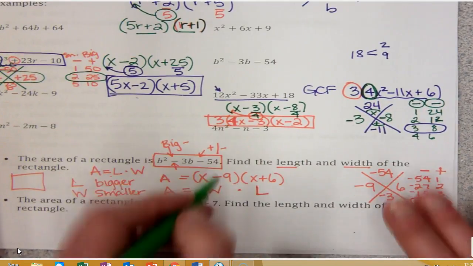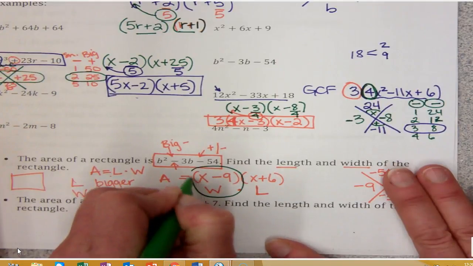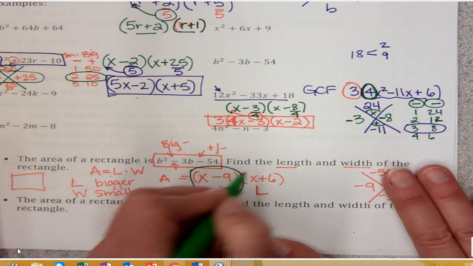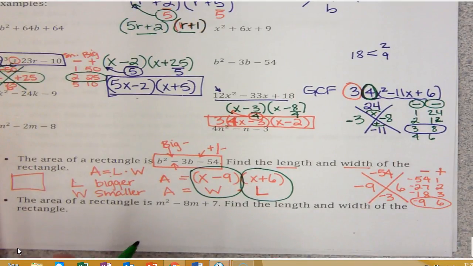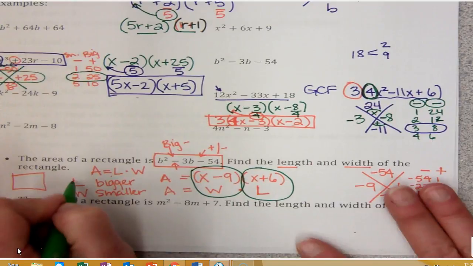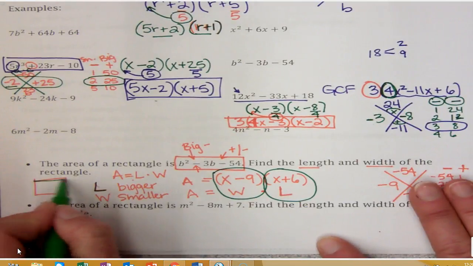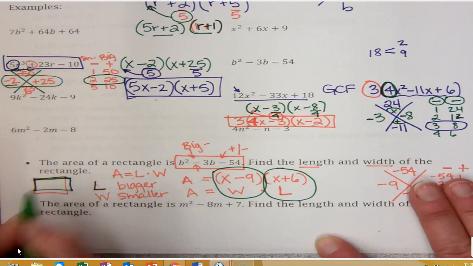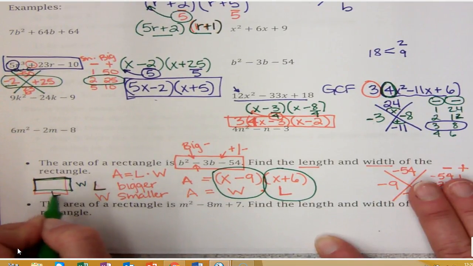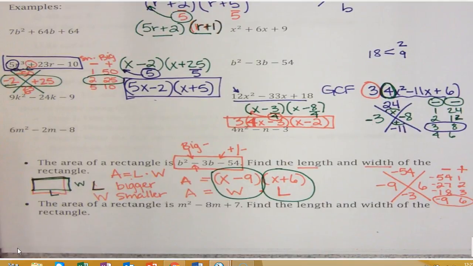So your width would be x minus 9. Your length would be x plus 6. And that is just where common sense has to come in, and you have to think about which of these makes sense. You know length of a rectangle is longer than the width of the rectangle. And that's where common sense comes into play. All right, hope that helped.